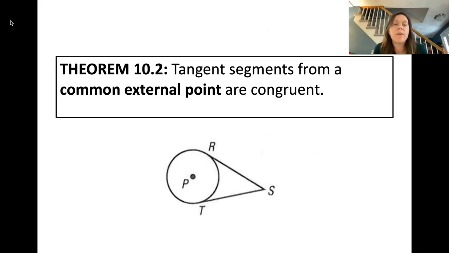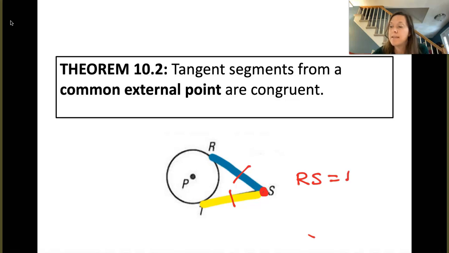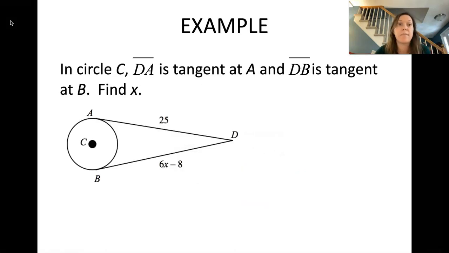All right, so theorem 10.2. Tangent segments from a common external point are congruent. So if you have tangent segments, here I have this tangent segment, here I have this tangent segment. If they meet at a common point outside, then these must be congruent to each other. So RS's length would be the same as TS's length. So that's some easy math.